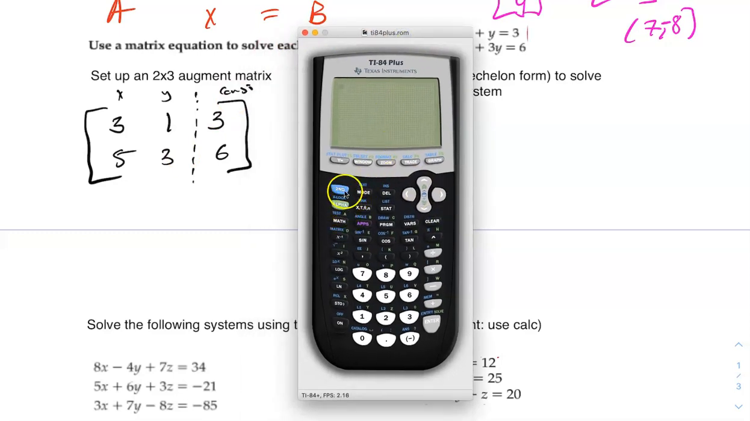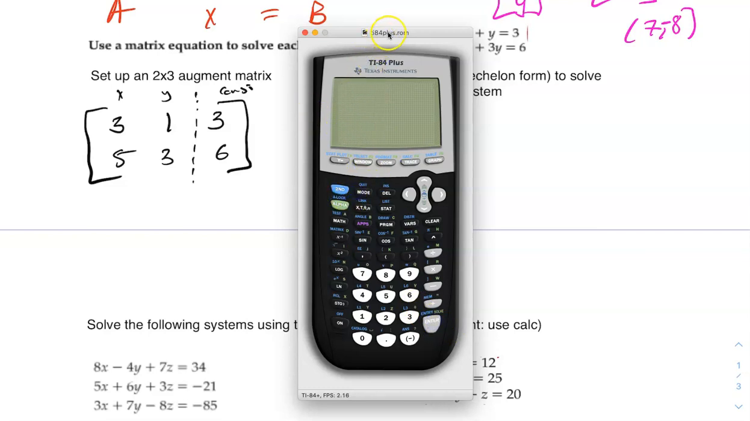But we're going to go second matrix, we'll go over to edit. I got to make a big old 2 by 3 matrix, so it's 2 rows, 3 columns. And then it's 3, 1, 3, 5, 3, 6. So it's a big old 2 by 3 matrix, and get out.